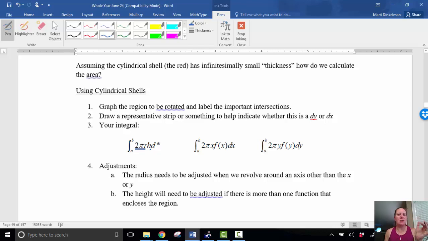And then the dx or the dy is what makes it a volume. So I think this kind of rolls off the tongue pretty nicely. I just kind of in my mind think about this base 2 pi x f of x dx or 2 pi y f of y dy.